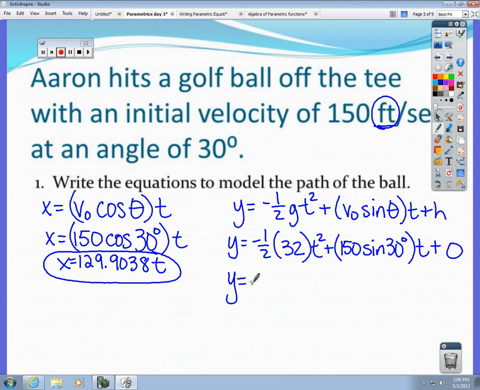Negative 1/2 times 32 is negative 16t squared. 150 times the sine of 30 is 75t. And then I don't have to put the plus 0. If I had a number there, I would write it in. So here are my parametric equations to represent this situation. We're going to use those equations to answer the rest of the questions.